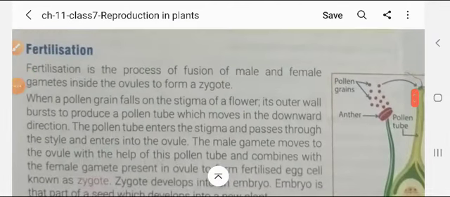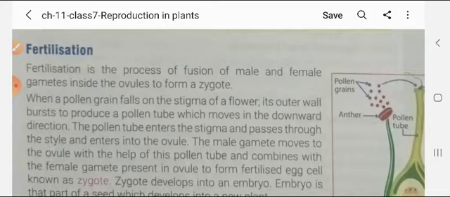Fertilization is the process of fusion of male and female gamete. When the male gamete enters inside the female gamete, that is when the pollen grain enters through the stigma, style and ovary, enters inside the ovule and gets attached with the ovule inside the ovary. This is called fertilization.